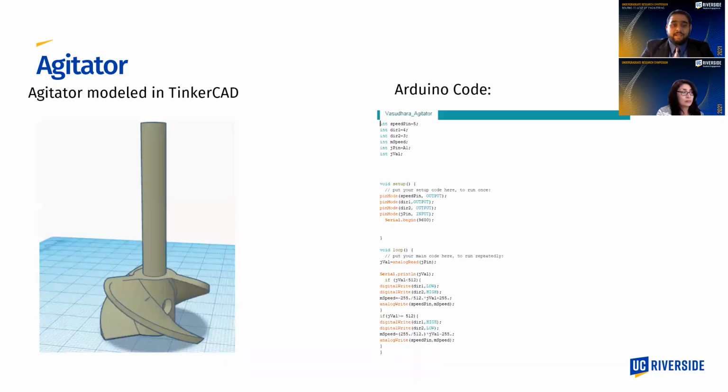Here on the left is the image of the agitator, which I modeled in Tinkercad, a free online 3D modeling software, and in the Arduino code. The code, despite looking complex, is also simple.